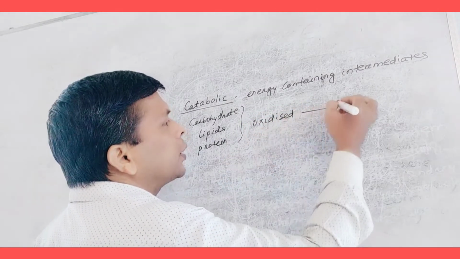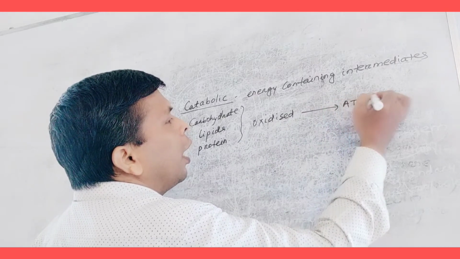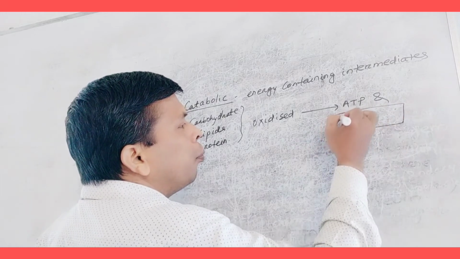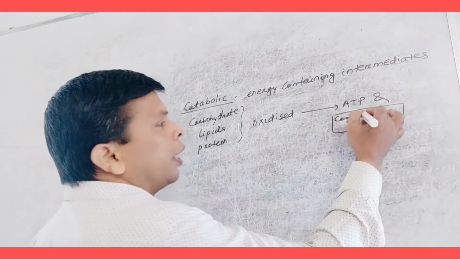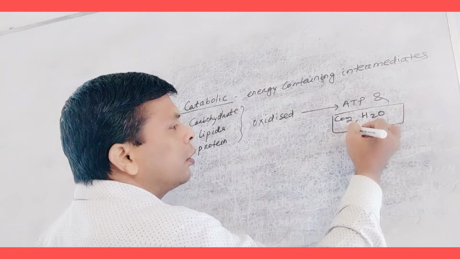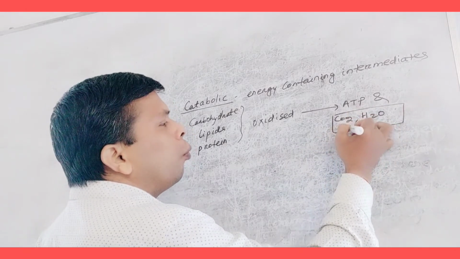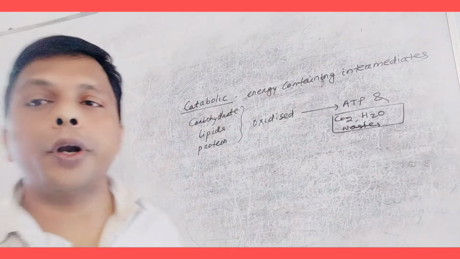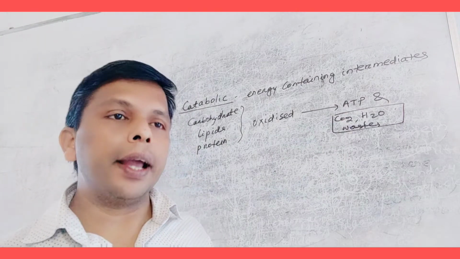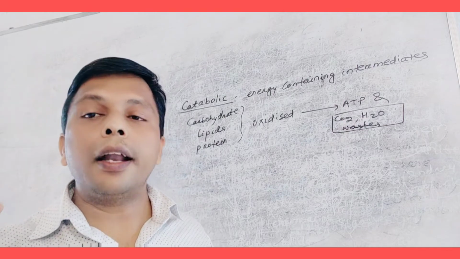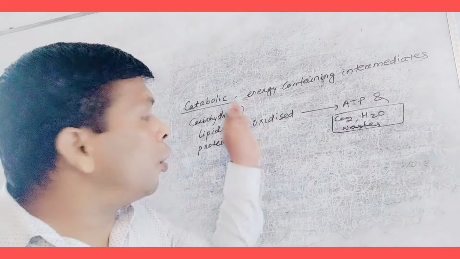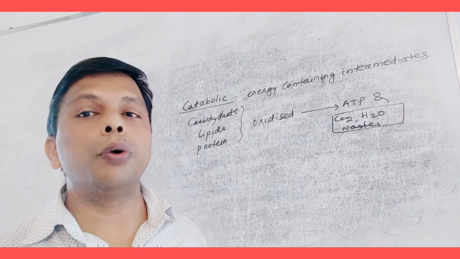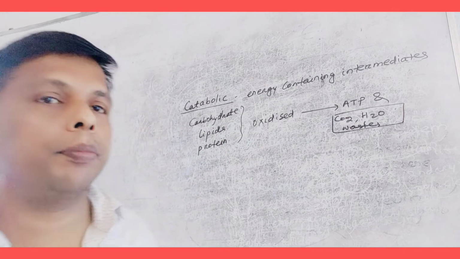It produces ATP and byproducts which need to be eliminated: carbon dioxide, water, and other waste material like ammonia, nitrogenous products. These need to be eliminated. So catabolism deals with energy yielding. Next we'll go to the anabolic pathway.